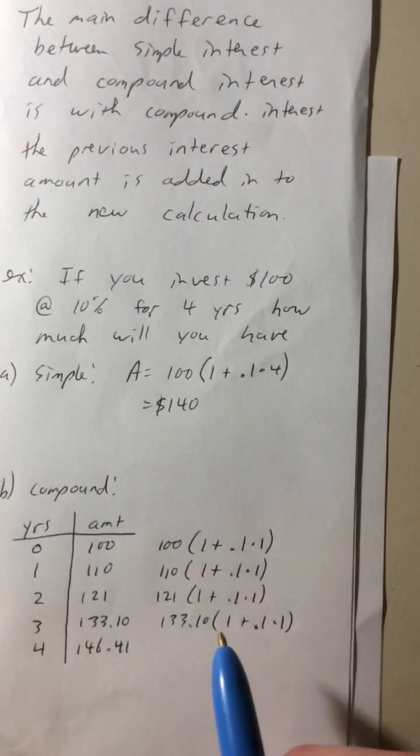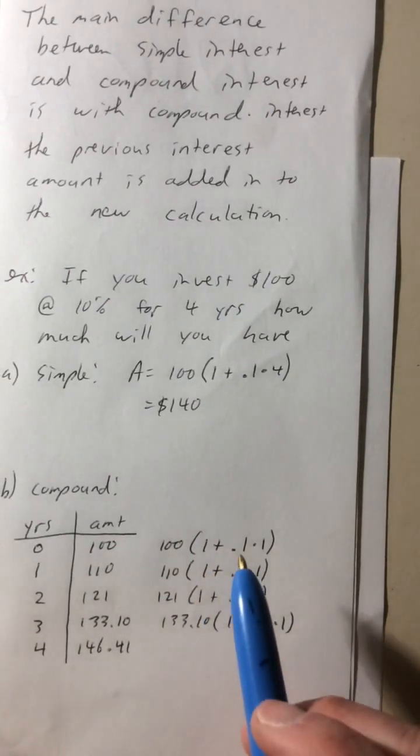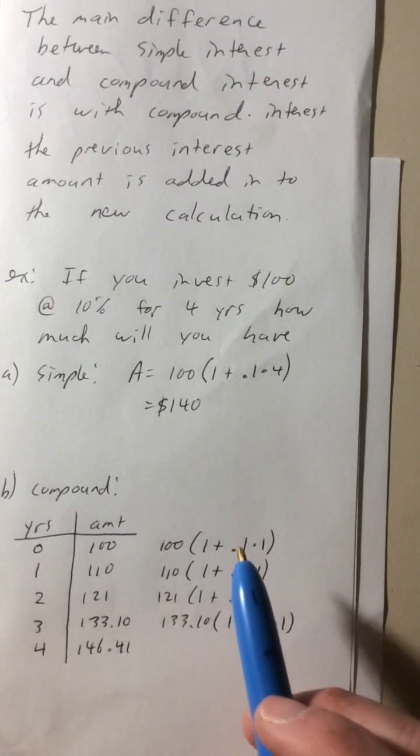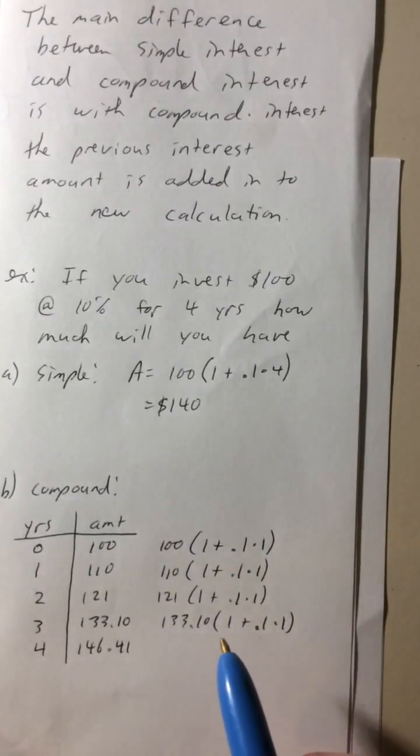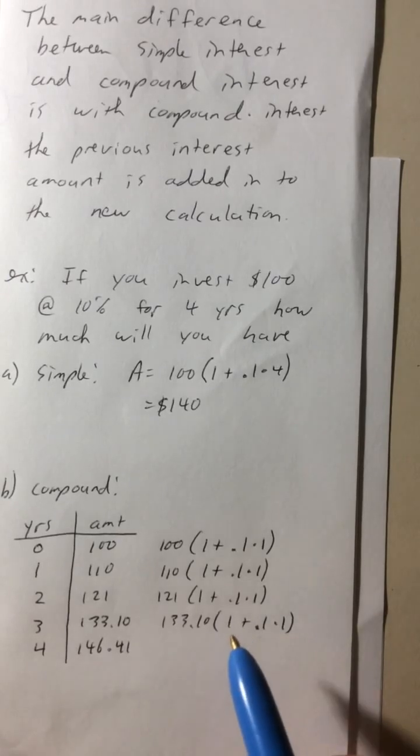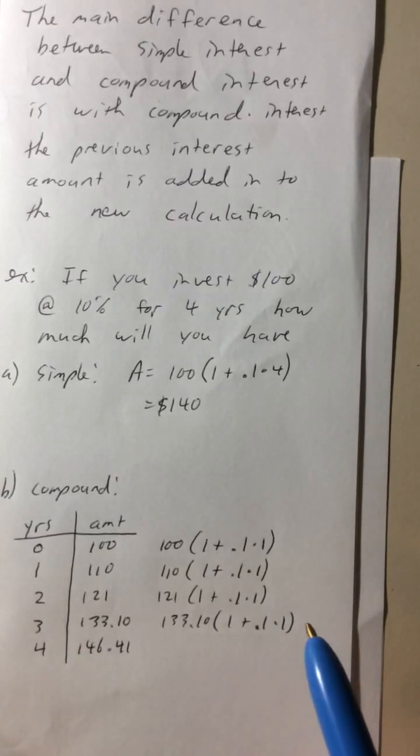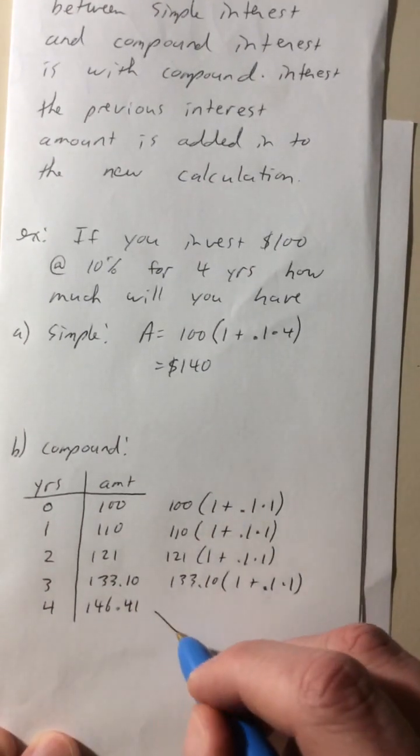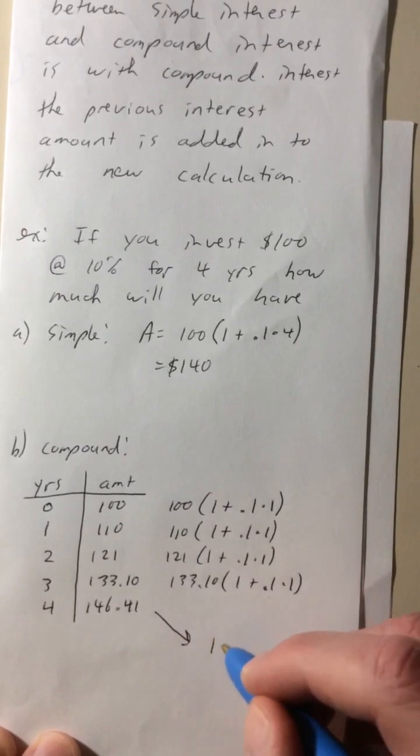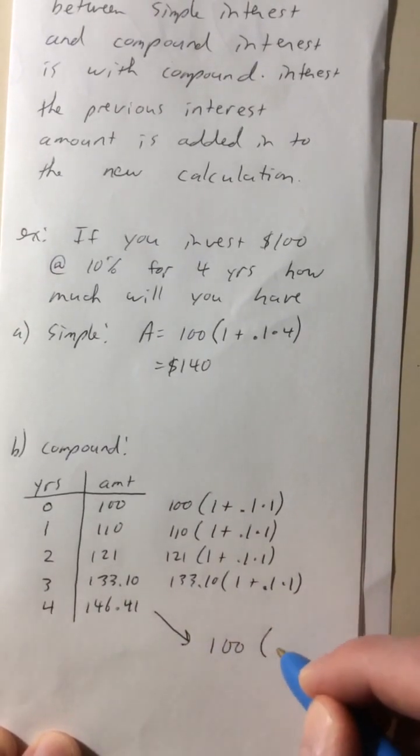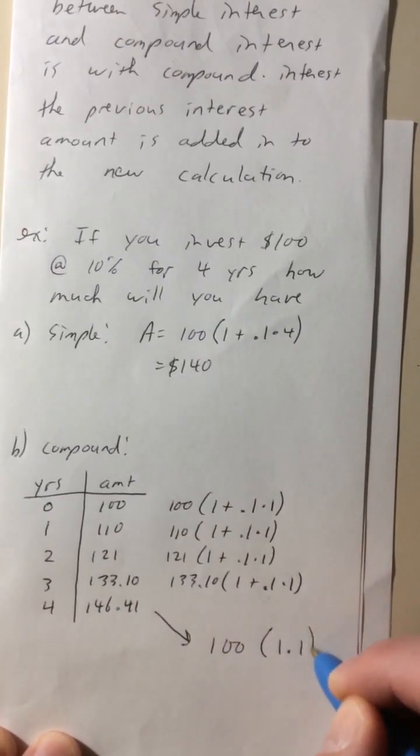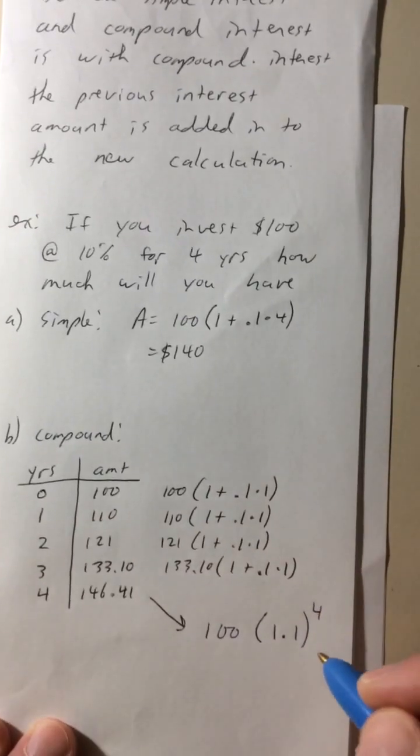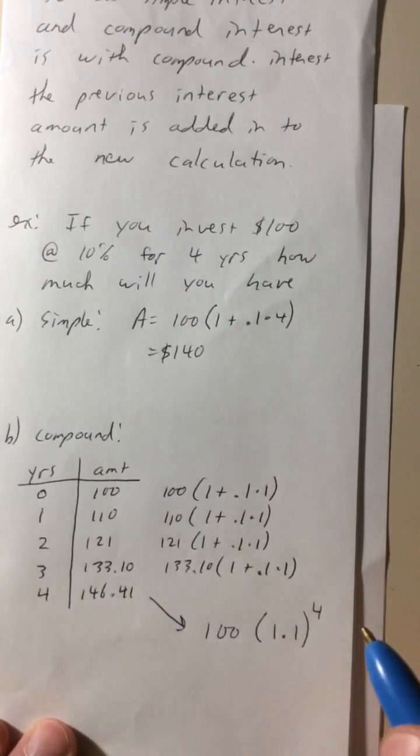1.1, 1.1, 1.1. And in fact, we're multiplying by 1.1 1, 2, 3, 4 times. So 1.1 times 1.1 times 1.1 times 1.1 is 1.1 to the fourth power. So this answer right here, we could get by just doing $100 times 1.1 to the fourth power. You can check that out yourself if you want, but that's what we're going to get.